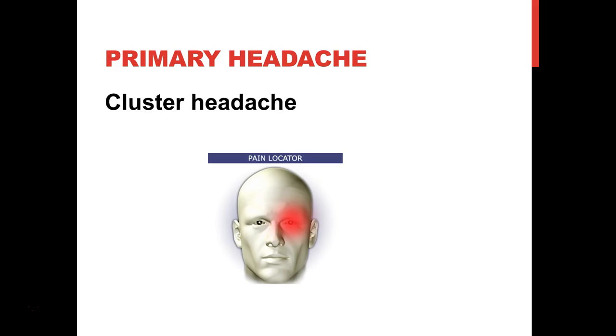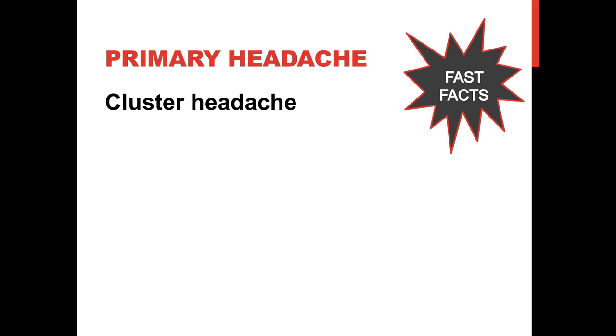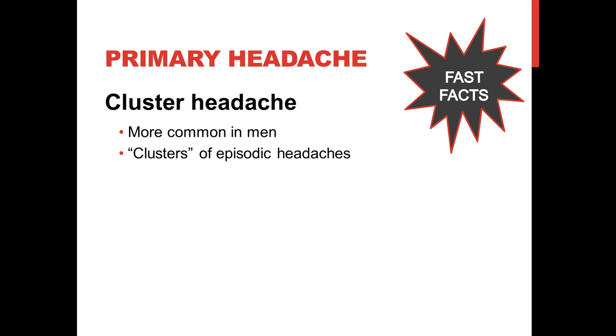The third type of primary headache is a cluster headache. Cluster headaches are more frequent in men, but not always. They tend to be episodic. They have a very quick onset and are often self-limited and go away pretty quickly as well. When they do come on, they're intense and very painful, often described as stabbing or like a hot poker behind the eye.